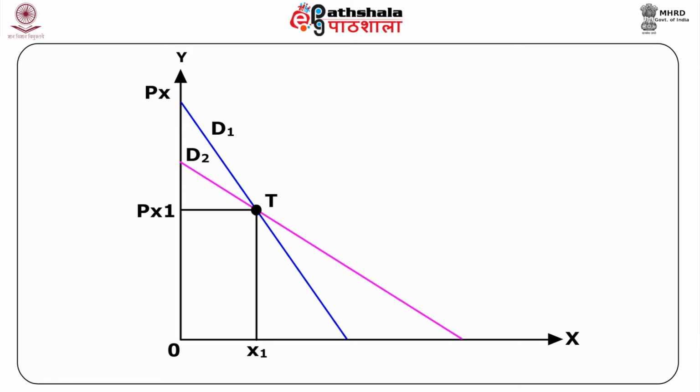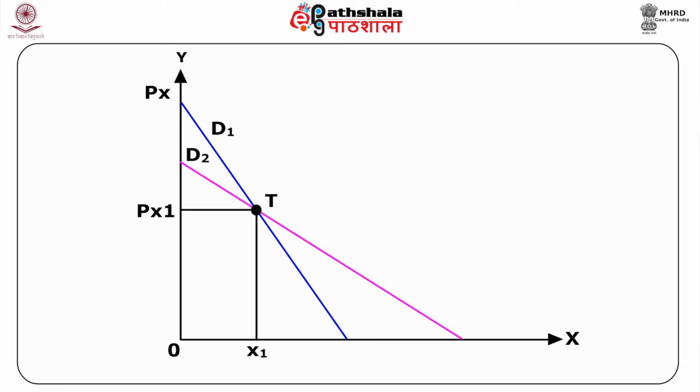If the two demand curves D1 and D2 are intersecting at point T, what is the elasticity for both the demand curves? Are they the same or different? If the two demand curves intersect each other, then the curve which is relatively flatter will have a higher price elasticity of demand. This is because the flatter the demand curve, greater is the percentage change in demand due to a percentage change in price. Note, slope of the demand curve is given by dP by dx.